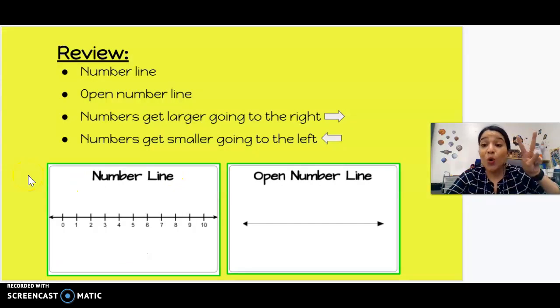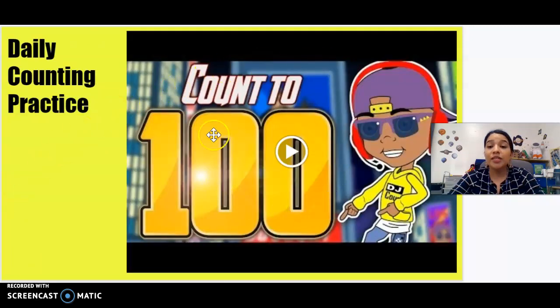After you're done with those 2 assignments, you can go ahead and review our 2 new vocabulary words, number line and open number line. So remember the 2 important facts, and that the numbers get larger when you're going to the right and smaller when you're going to the left. Then you could also do this daily count practice up to 100. So make sure before you do our review and the counting to 100, you do both assignments for today, the math vocabulary and the race cars.